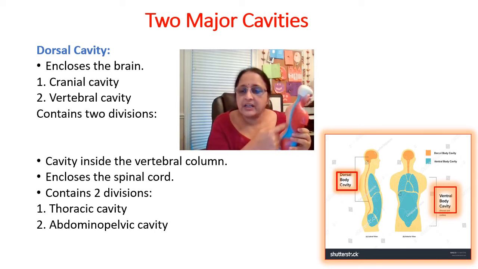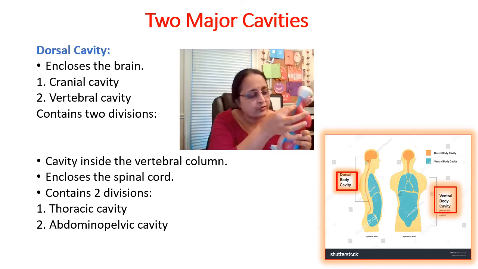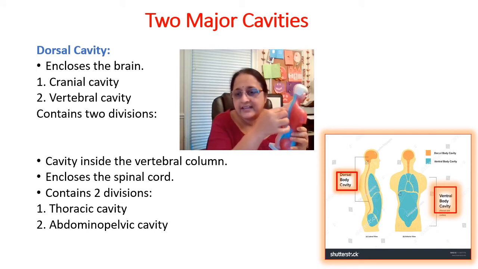So the vertebral column has a cavity, the vertebral cavity or spinal cavity, which encloses the spinal cord. Do not get confused here. What exactly do we have? Outside we have the vertebral column. Inside the vertebral column, there is a hollow cavity, the vertebral cavity or spinal cavity. What does it enclose? It encloses the spinal cord. That's why the name is spinal canal, right?